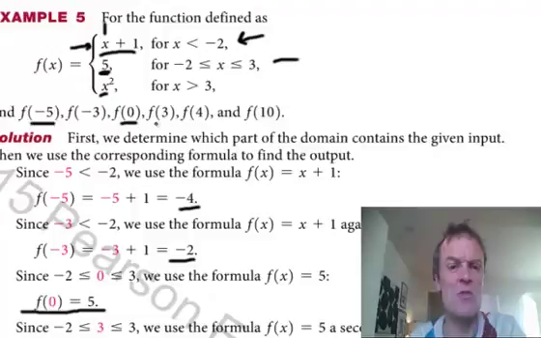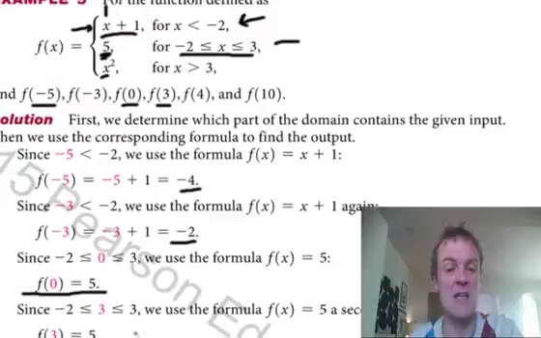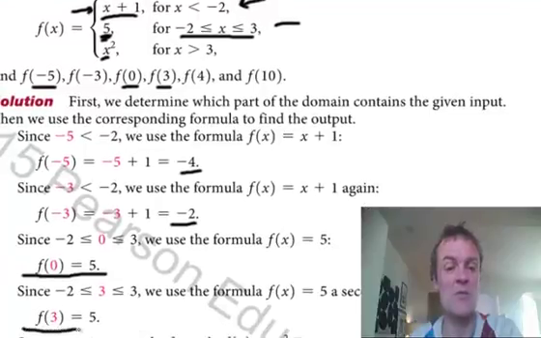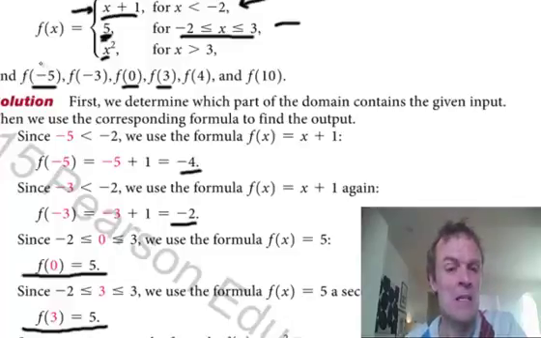How about if we use x equals 3? Well, that's also in this part of the domain because it includes 3, less than or equal to. So again, I've got to use this. Down here, I use 3. If x is 3, the answer is 5. Now then, how about when x is 4?